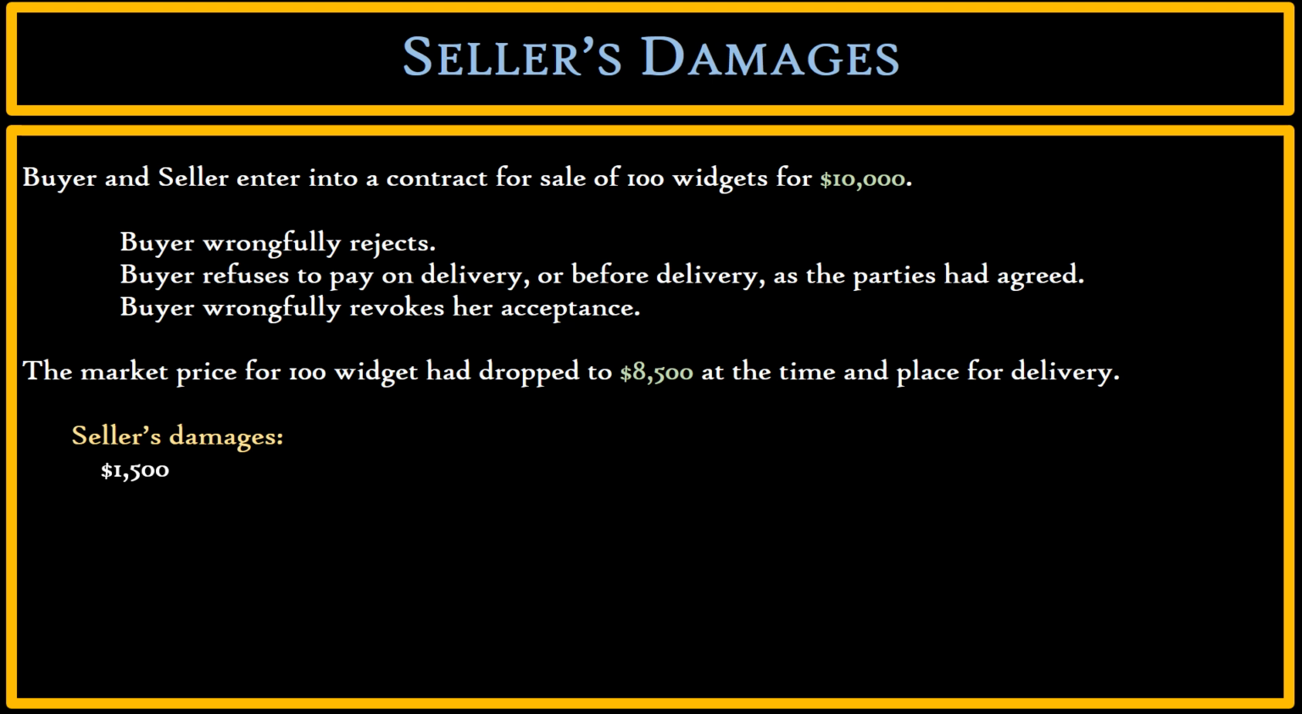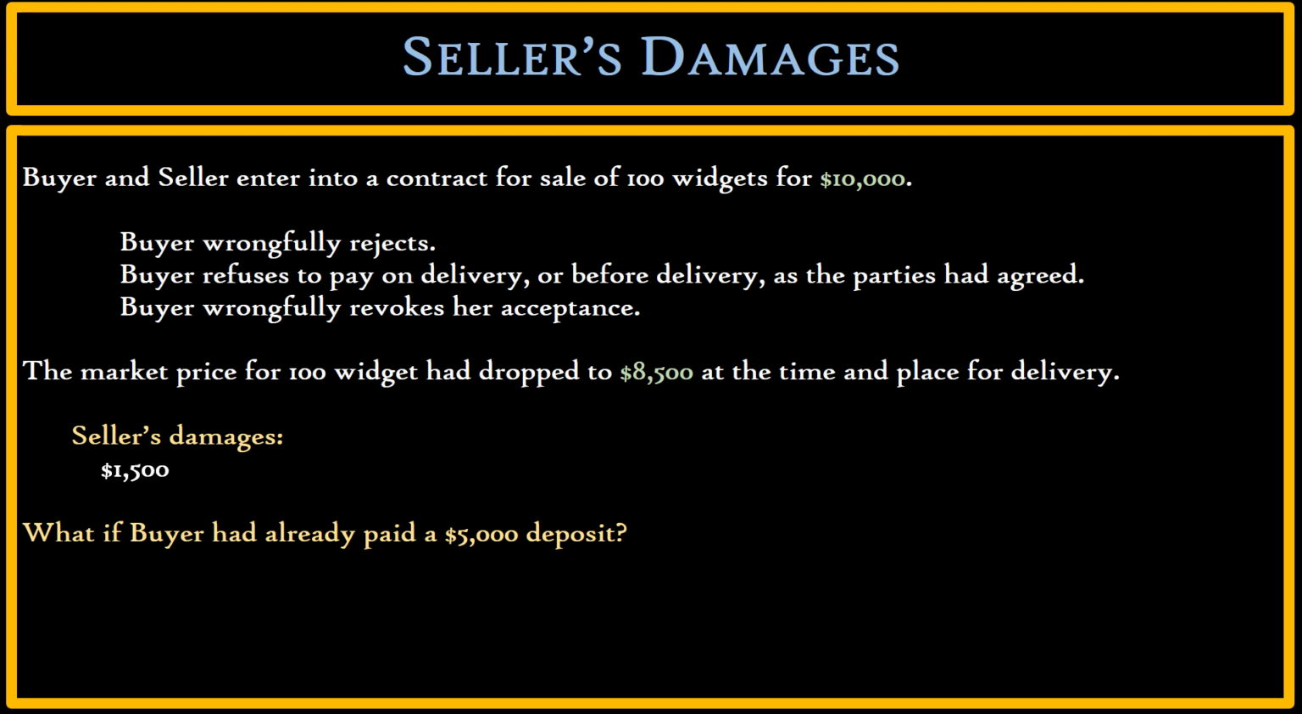How does that fit into what we've learned? Well, if buyer had not breached this contract and gone through with the transaction, seller would have received $10,000 for 100 widgets. Because buyer breached the contract, seller was only able to receive $8,500 for these widgets in either an actual resale or a virtual resale, the market price. Therefore, to put seller in as good a position as she would have been had the buyer performed this contract, we have to give seller $1,500.